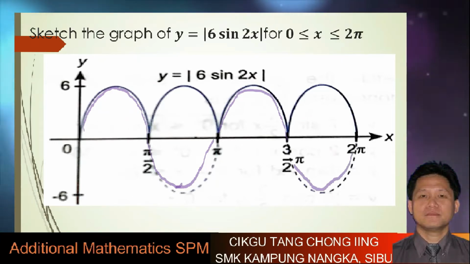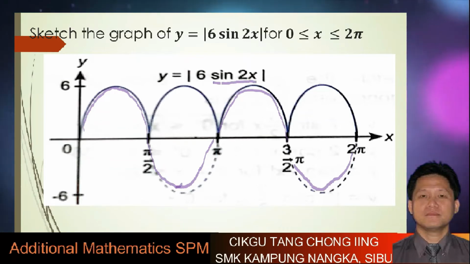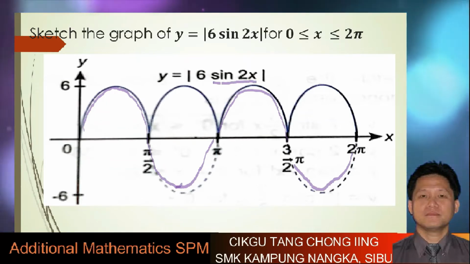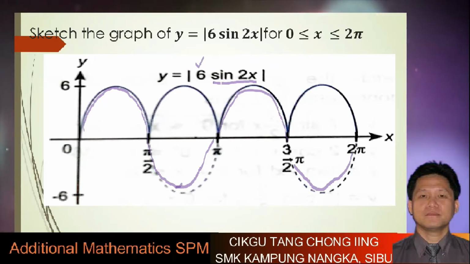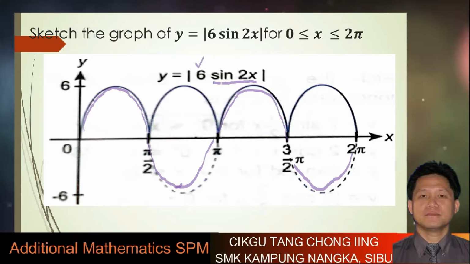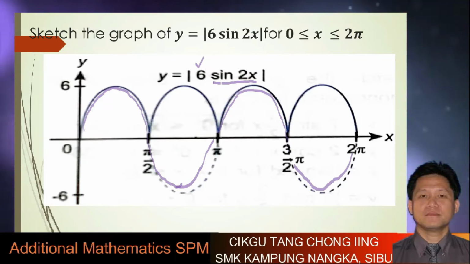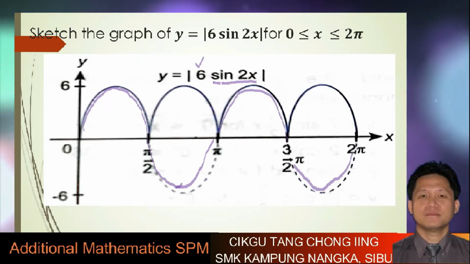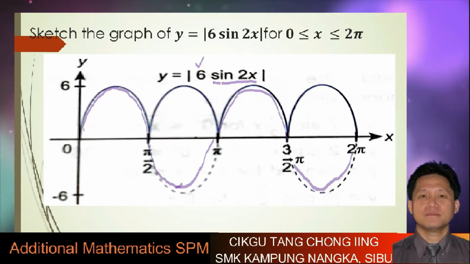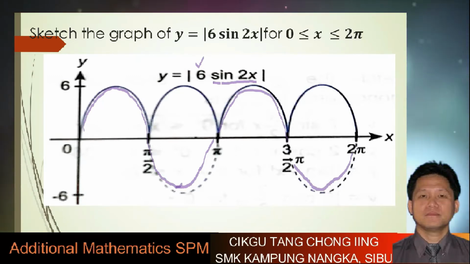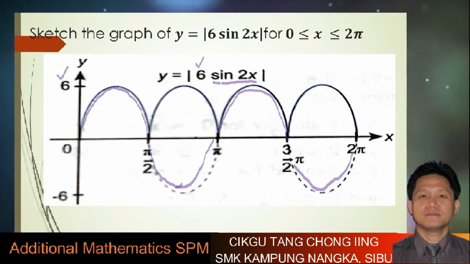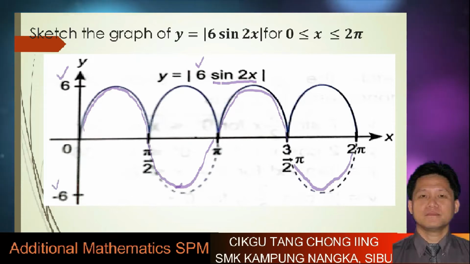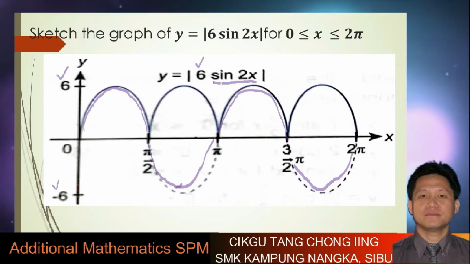That one is for sine 2x, and we have 6 in front. So this number, 6, will determine the maximum and the minimum values for the graph. That's why you notice that the maximum value for this graph here is 6, and the minimum value is -6. Then we look at the modulus.